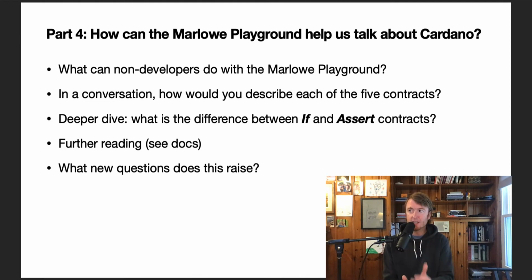So we're going to look at these questions today. What can we do as non-developers looking at the playground? We're going to look at each of the 5 contracts that comprise Marlowe. And we're going to ask, hey, how would I describe each of these in a conversation? Then we're going to dive a little deeper into 2 of them, the If and the Assert contracts. And we're going to look at how they behave differently in the Marlowe simulator. Then I'm going to share some ideas for further reading. This should be really fun. Let's get going.